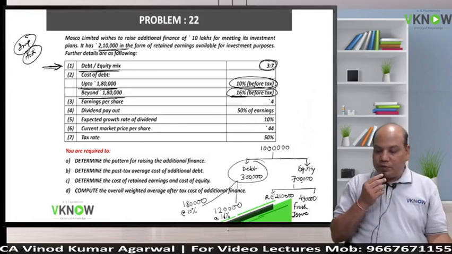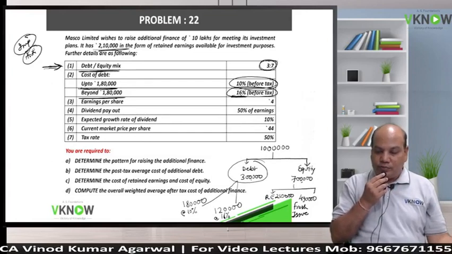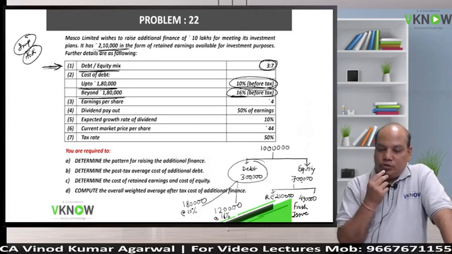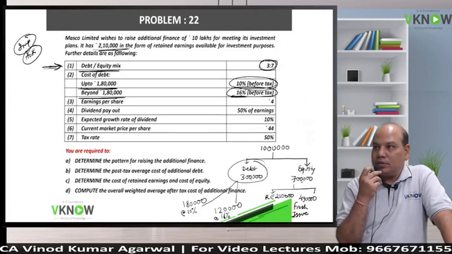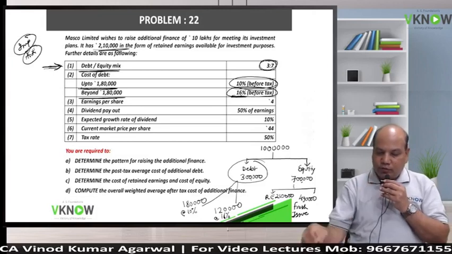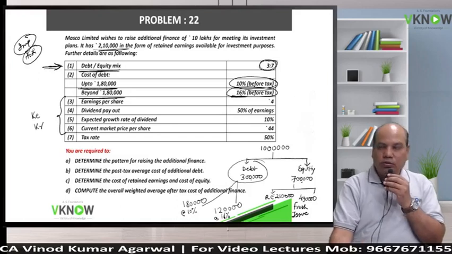Earning per share is rupees 4. Dividend payout is 50% of earning, that is 2 rupees. Dividend is 2 rupees. Expected growth rate of dividend is 10%. Current share price is 44. So what is the purpose of giving this data? The purpose of giving this data is to find cost of equity and cost of retained earning.